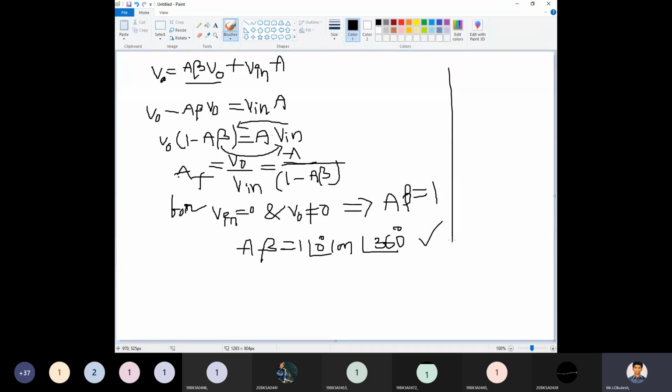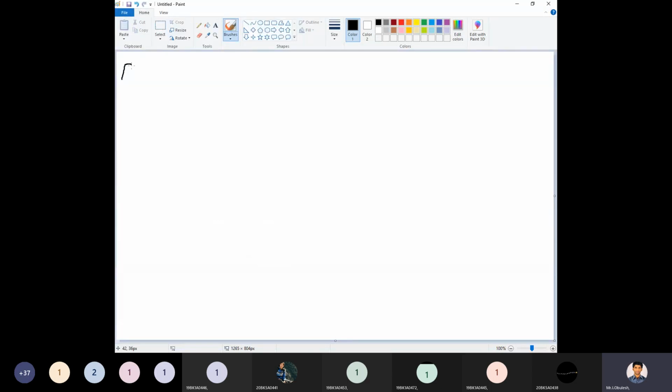The derivation part is clear now. We don't have any doubt in the derivation part. Then you need to put the heading Barkhausen criterion.